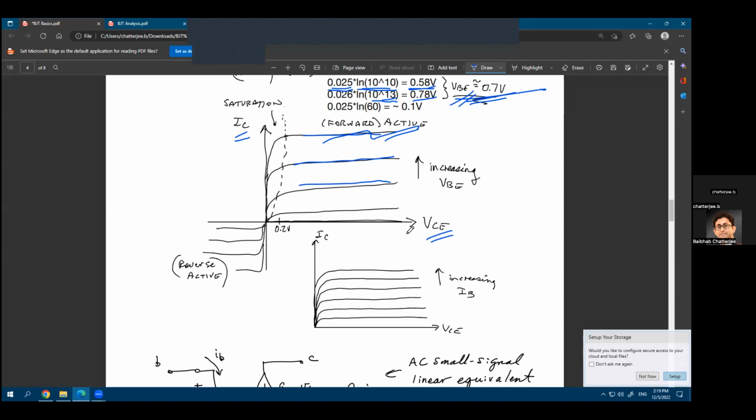Interestingly, for BJTs, this is called the forward active region, but we never call it a saturation region. And there's a historical reason behind that. For BJTs, the saturation is this part of the curve, and this can make you confused. This is a very confusing thing. For MOSFETs, this part was called the linear region or the triode region. For BJTs, this will be called the saturation region, whereas this is only called the active region.